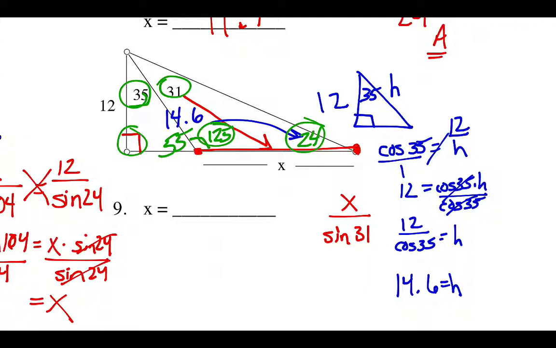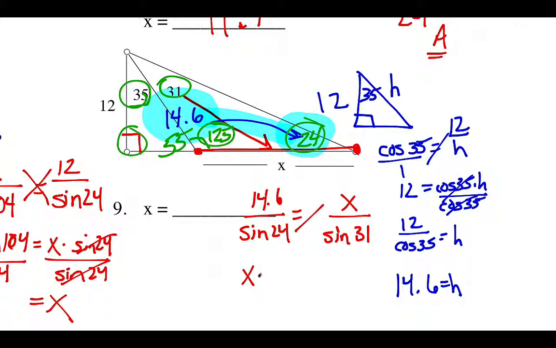And now I have a relationship. I know it's getting kind of messy, but I've got 14.6, which is across from this 24 degrees. Exactly like the 31 and the x are across from each other, so I'm ready to go with a law of sines. X over the sine of 31 should equal my 14.6 side length over the sine of the 24 degree angle that I figured out. So I have to do two sets of trig. The cosine was to find that missing side length so that I could do the law of sines.